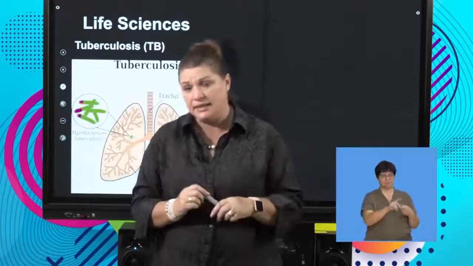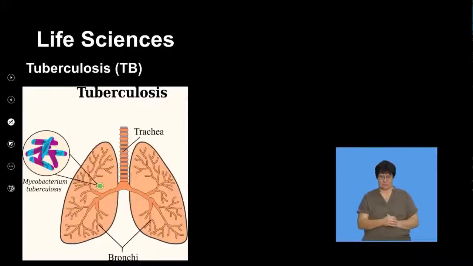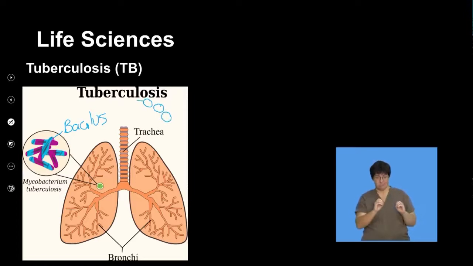So what is TB? Let's have a look at the diagram over here. As I said to you, it's caused by a bacillus. Can you see that? It's rod-shaped. It's a bacillus bacteria, and it's often found in cattle, in cows. There are spores in the air, the bacteria, and we breathe them in, and they then go and sit in our lungs.